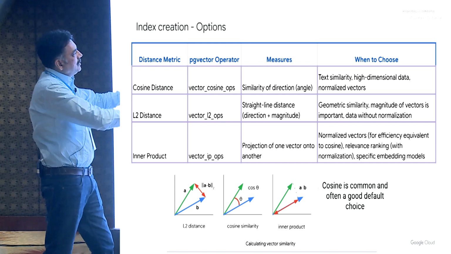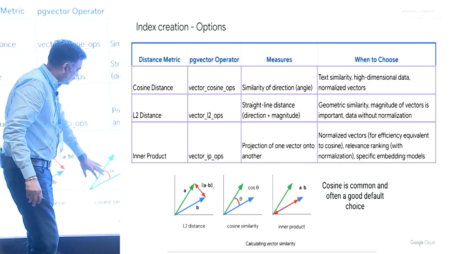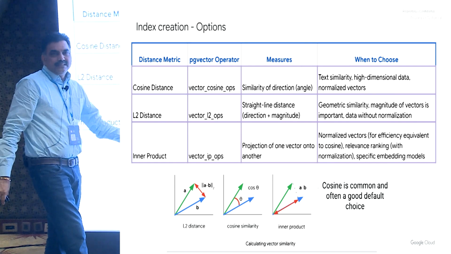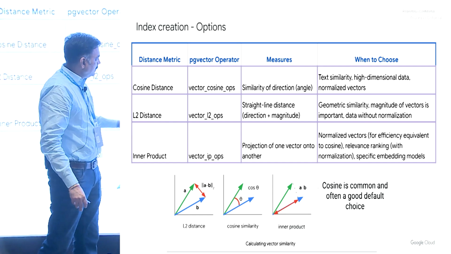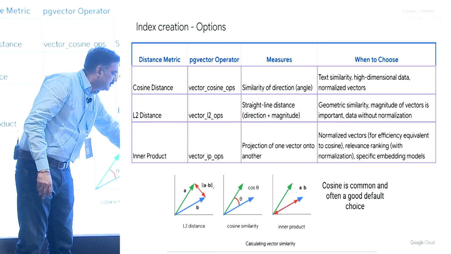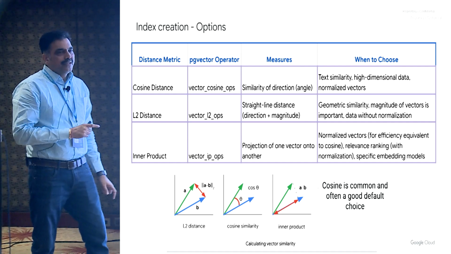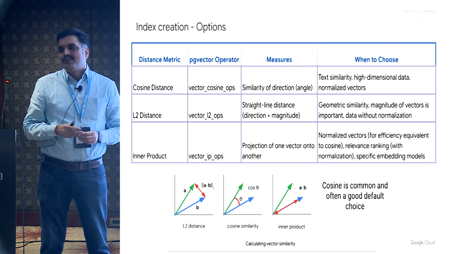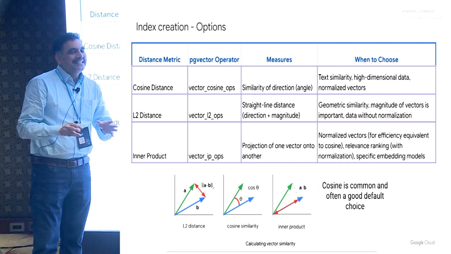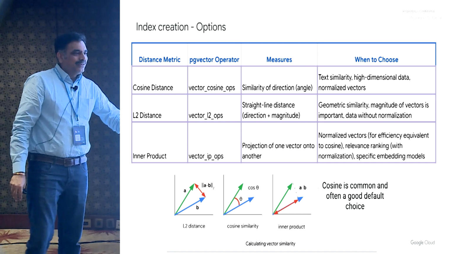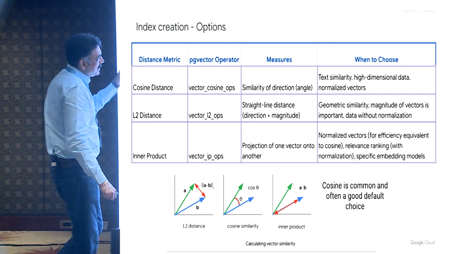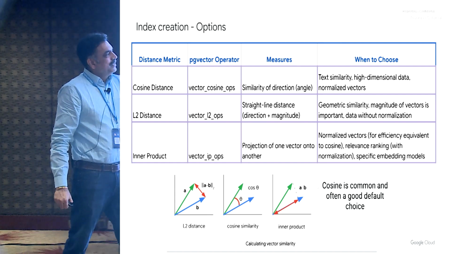So what are the measures? Similarity of direction, the angle, for cosine. A straight line distance for L2, which is also called Euclidean, direction plus magnitude. And then the projection of one to another: it actually projects one vector to another, and that's called the inner product. So there are detailed formulas, may not be the right thing to go through after lunch session, but for your practical use case, let's understand that these are the three options you can specify while creating an index, and typically people go with cosine, but when to choose what is here.